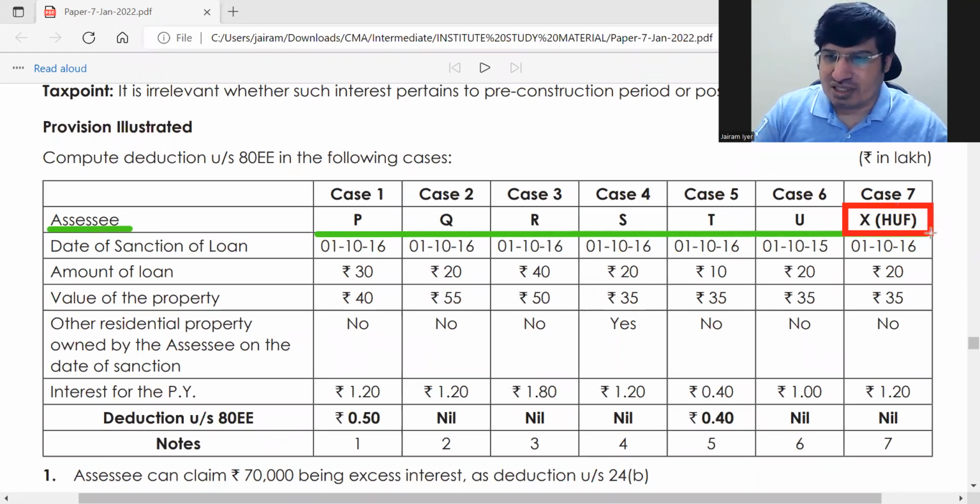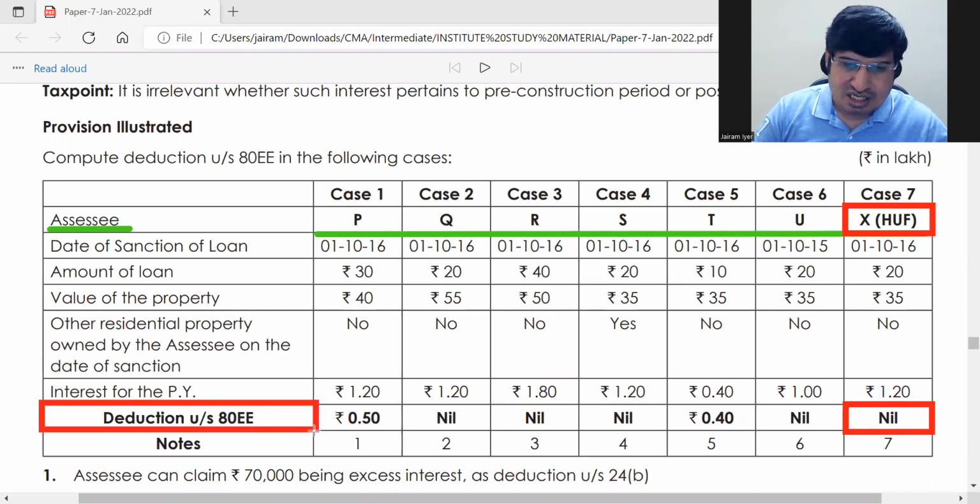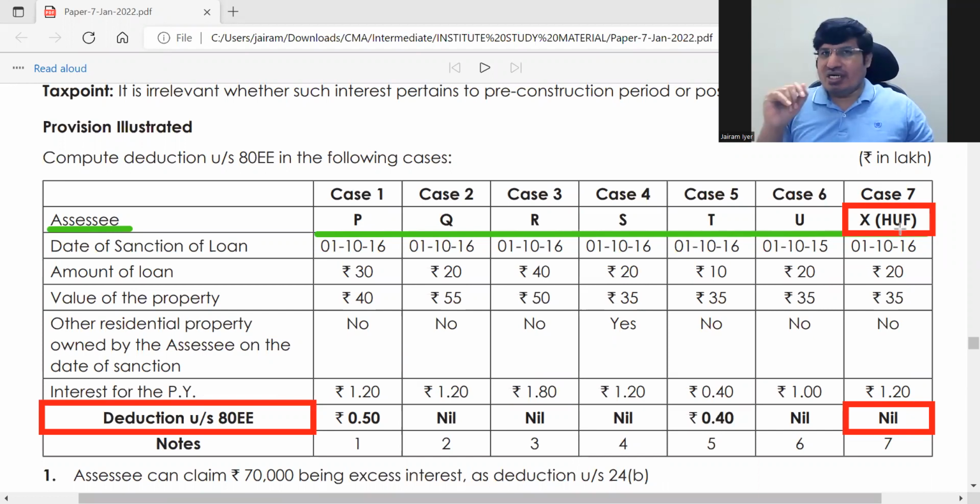Okay. Resident or non-resident, any individual. Case 7 is HUF, which is why the deduction is shown in this column. This is the deduction under section 80EE. Therefore, deduction here is nil. In case 7, it is nil because he is not an individual. So nil means, in other words, no deduction under 80EE.